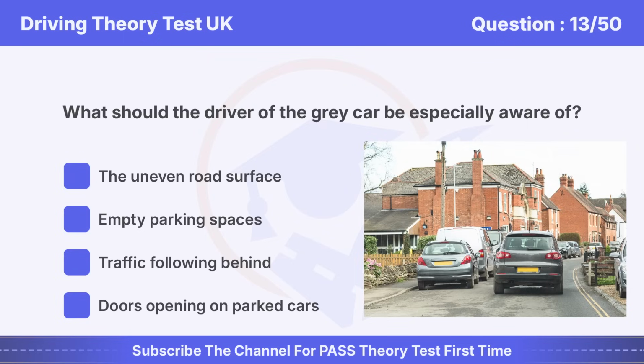Question 13. What should the driver of the grey car be especially aware of? Option A. The uneven road surface. B. Empty parking spaces. C. Traffic following behind. D. Doors opening on parked cars.